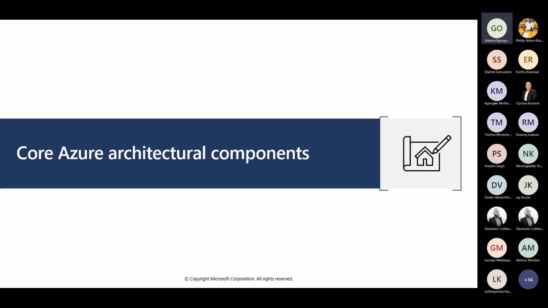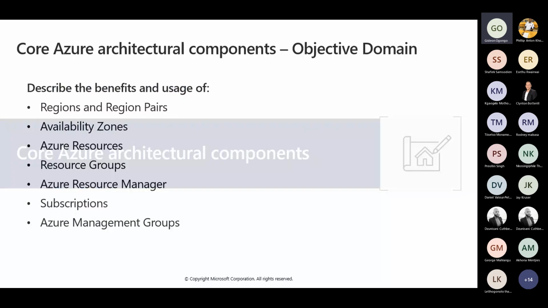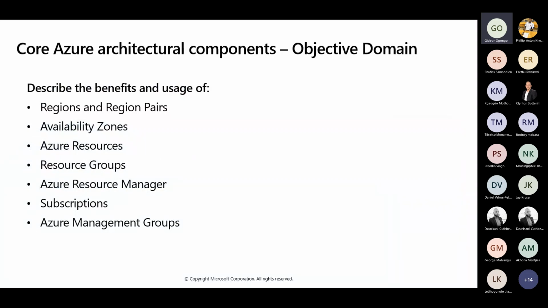So let's begin by looking at some of the core architectural components. The objectives of the architectural components are regions and region pairs, availability zones, Azure resources, resource groups, Resource Manager, and subscriptions. I will accompany pretty much each and every one of the concepts with demonstrations to try and take it home.